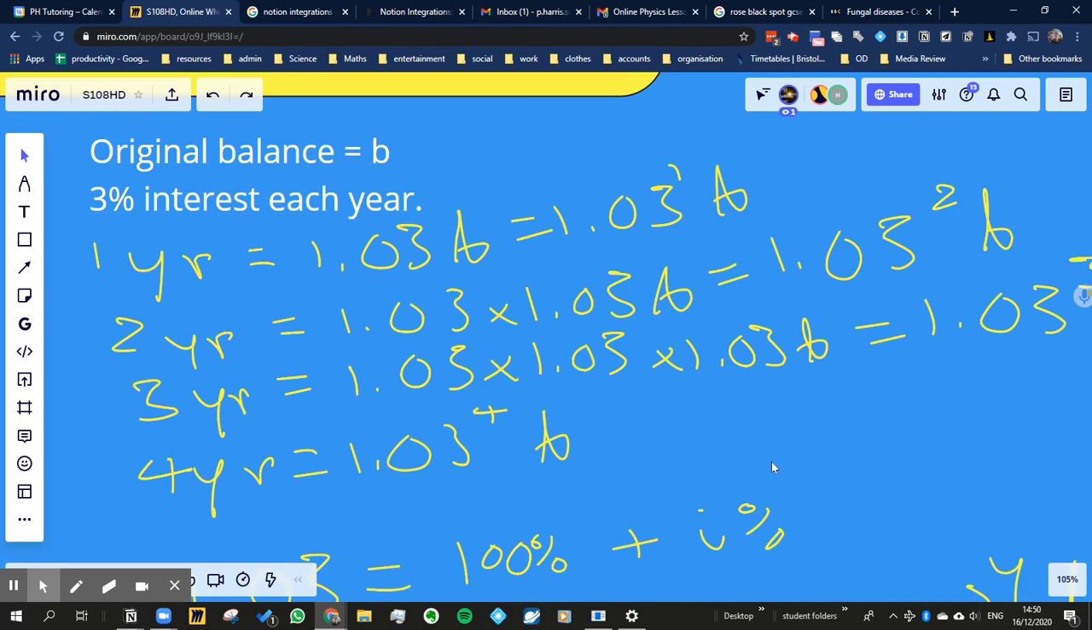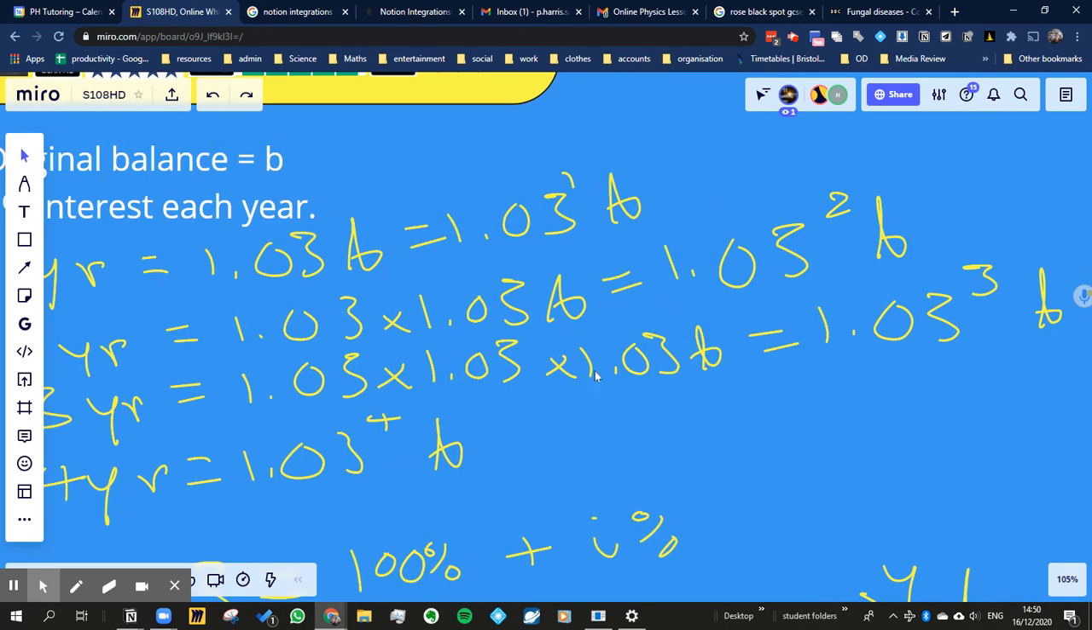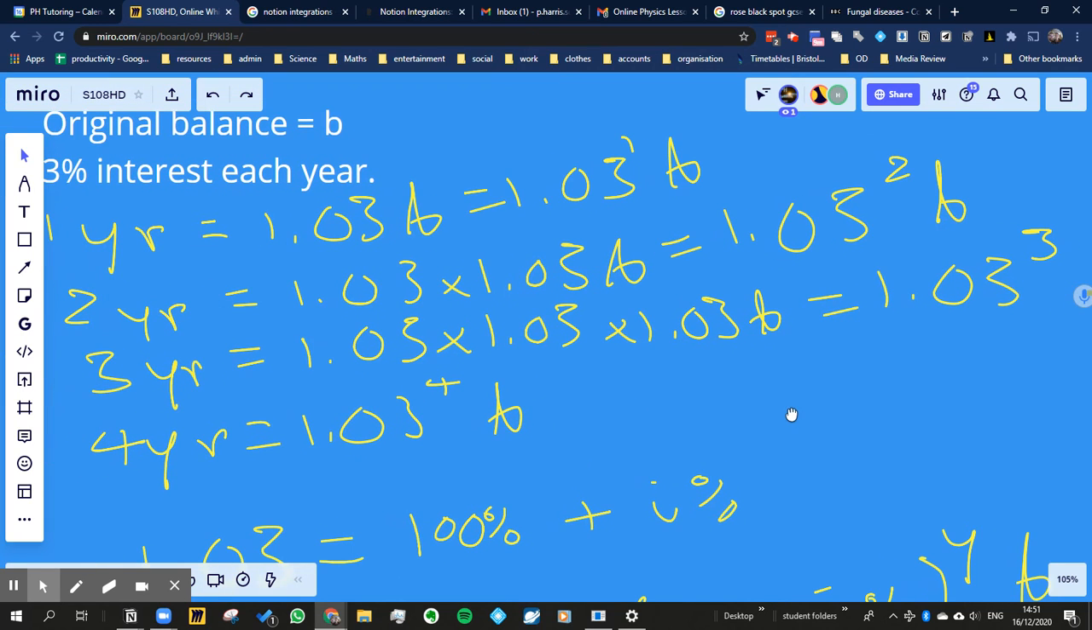So you can see the pattern here. The amount of years would give you that power. After 1 year, the power is 1, 2 years is 2, 3 is 3, 4 is 4. So after 100 years, it would be 1.03 to the power of 100 multiplied by whatever the balance is. This is what compound interest does. And if you were to put that onto a graph, you would notice an exponential trend.